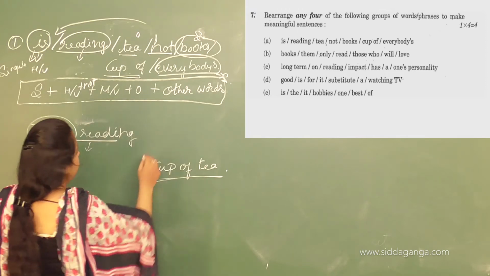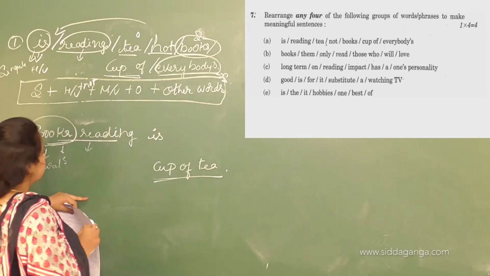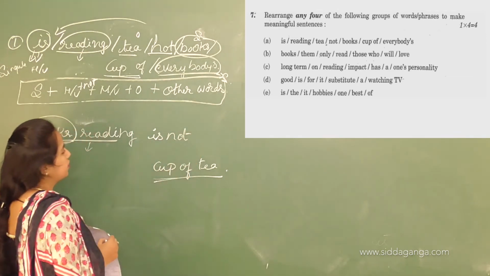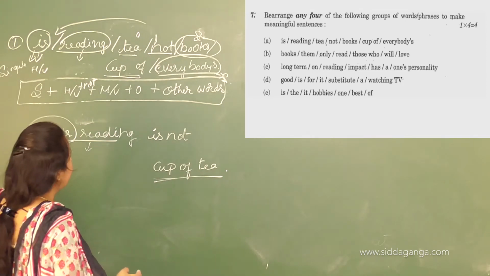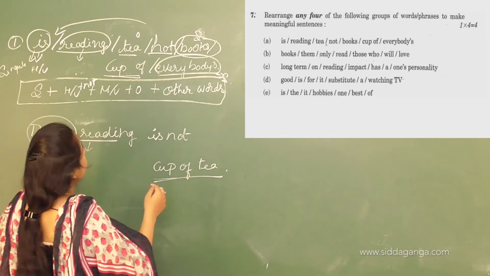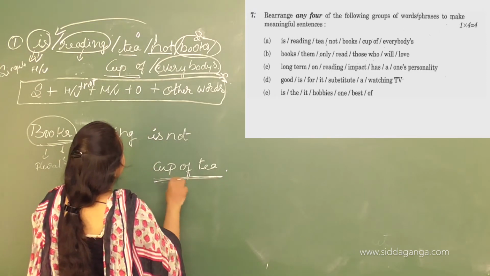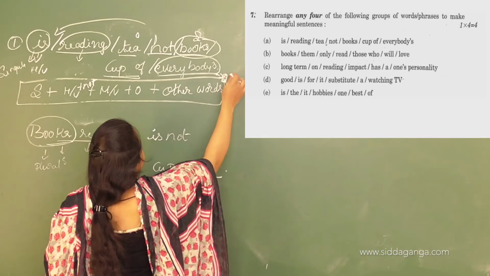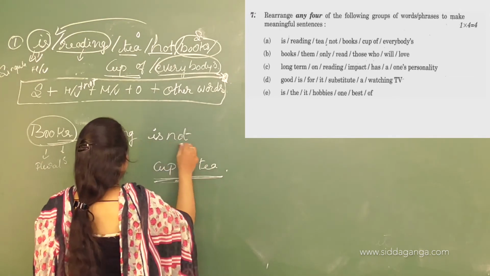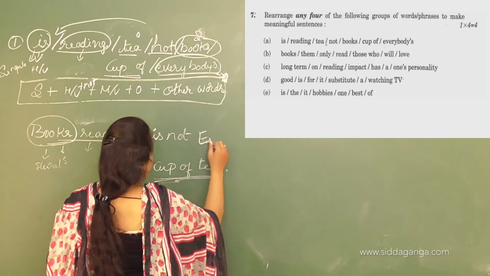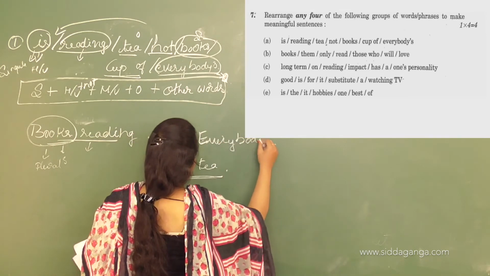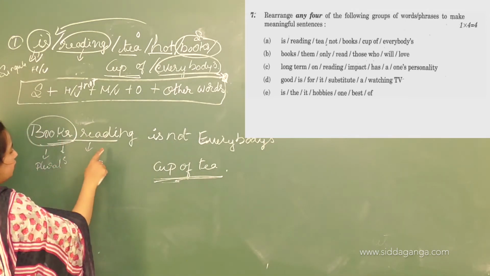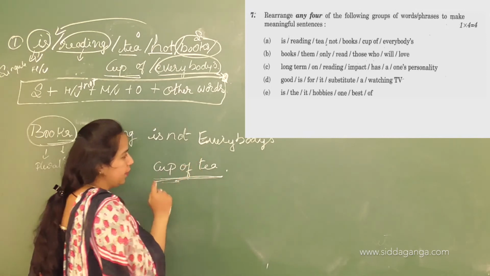And this is the action word. Then reading is. Negative, according to the structure, after is comes not. Is not. Then cup of tea. It's not everybody's cup of tea, so this is the object here. Like this way: books reading is not everybody's cup of tea.